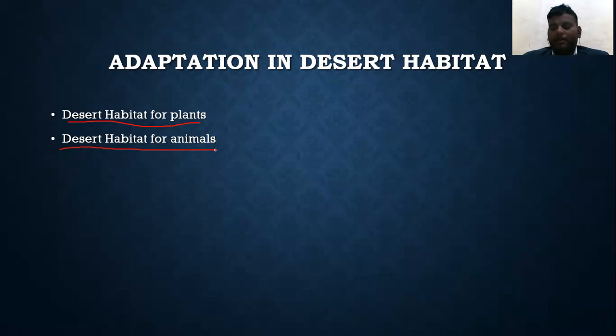The long legs of the camel keep their body away from the hot sand and help to keep cool. Then they can store excess food in their hump for future use. So an extra amount of food can be taken by the camel, and whenever they need, they can eat it. Then they have long eyelashes which protect their eyes from sand. Why? So that the eyes can get protected from the hot desert sand.